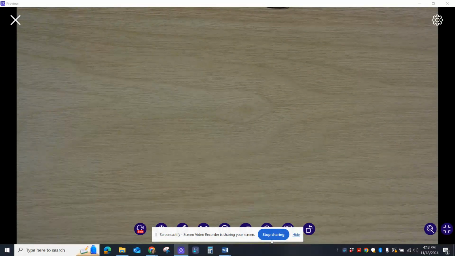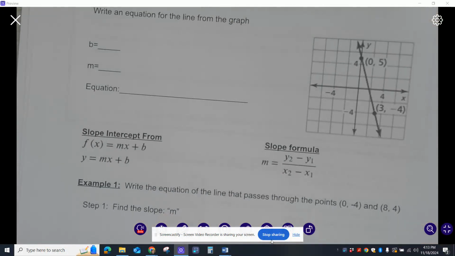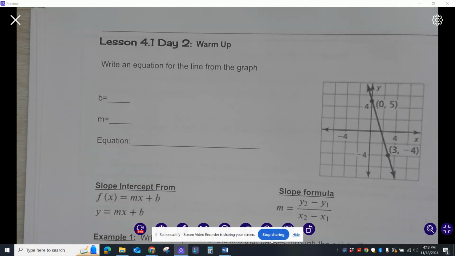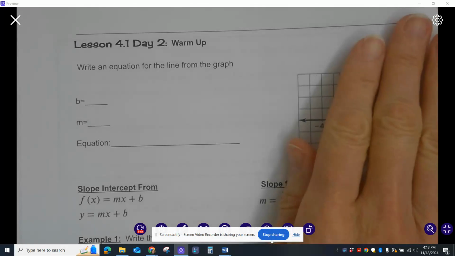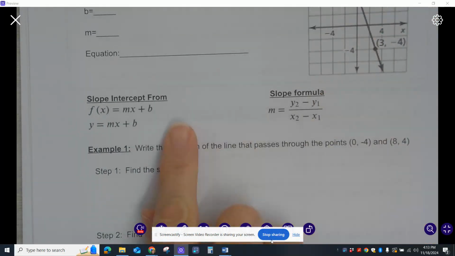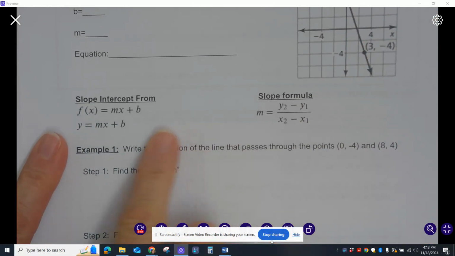Let me just get to the page here. So this is 4-1 day 2. We have a warm-up there. I'm just going to say maybe pause the video and do that warm-up, and you can get that checked when you are in class. We have a little reminder here of some of your formulas.